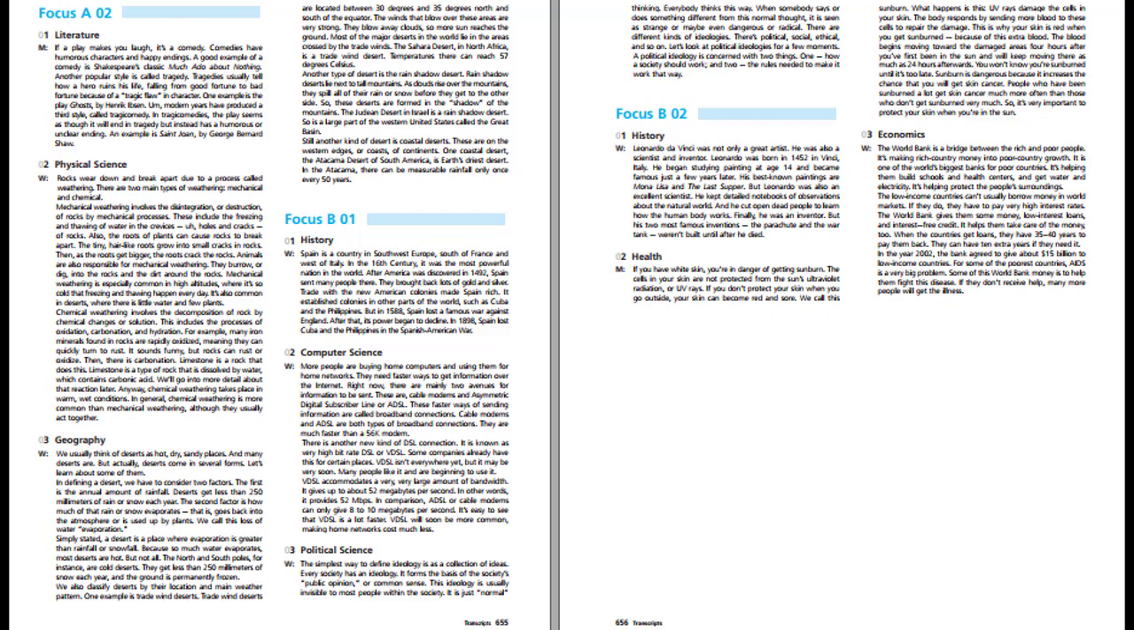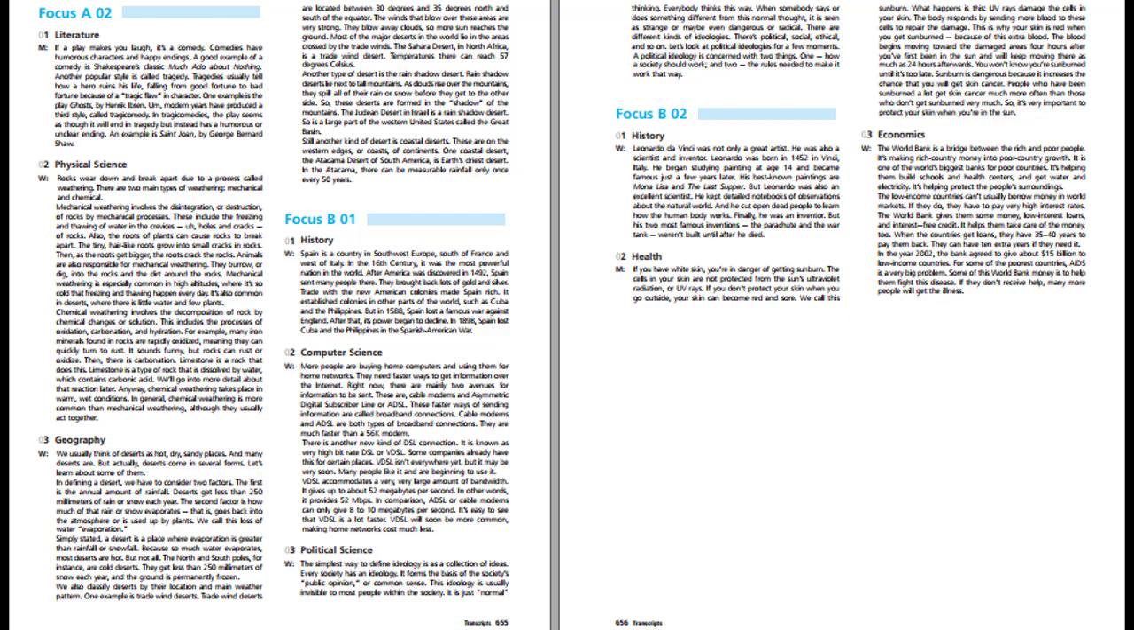Three, economics. The World Bank is a bridge between the rich and poor people. It's making rich country money into poor country growth. It is one of the world's biggest banks for poor countries. It's helping them build schools and health centers and get water and electricity. It's helping protect the people's surroundings.